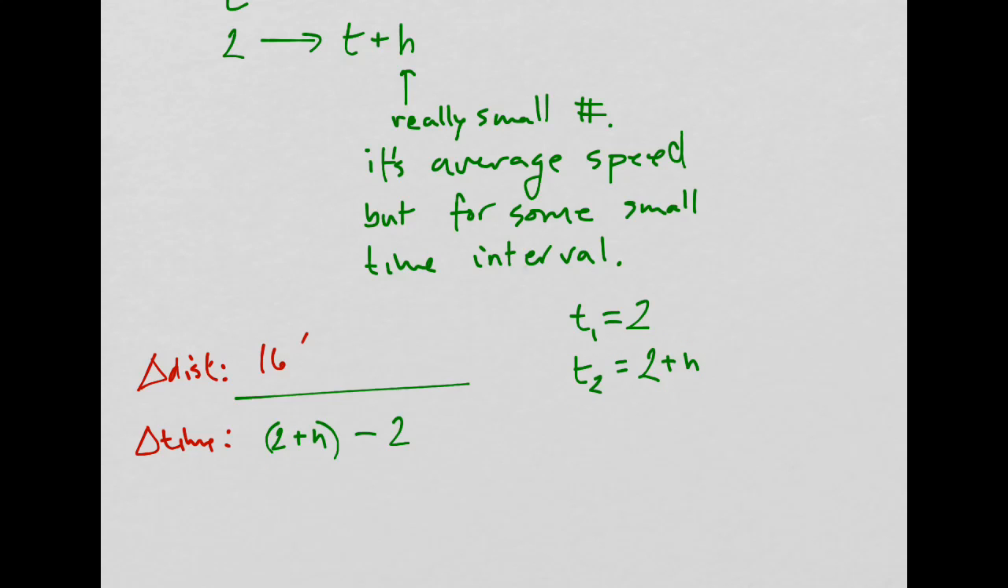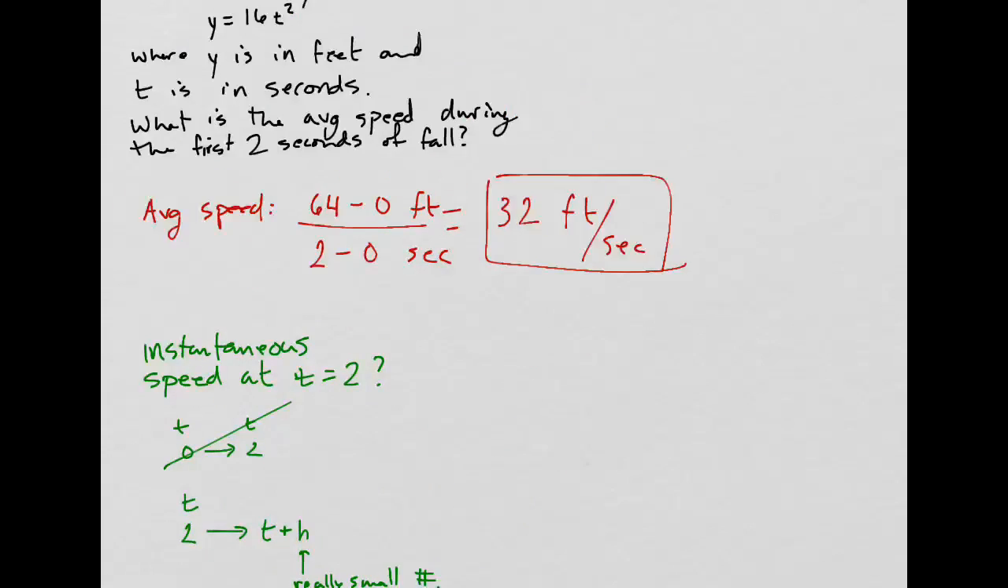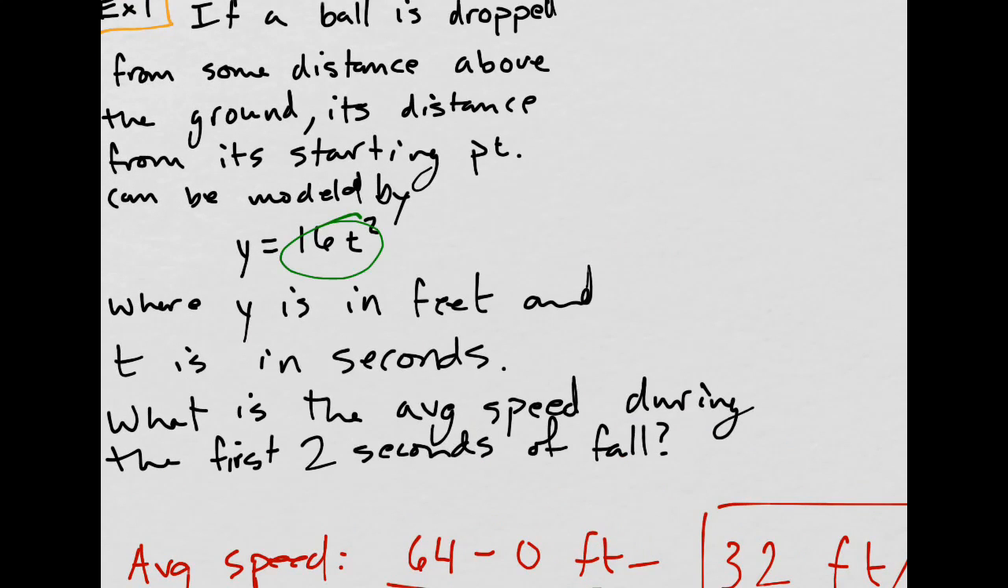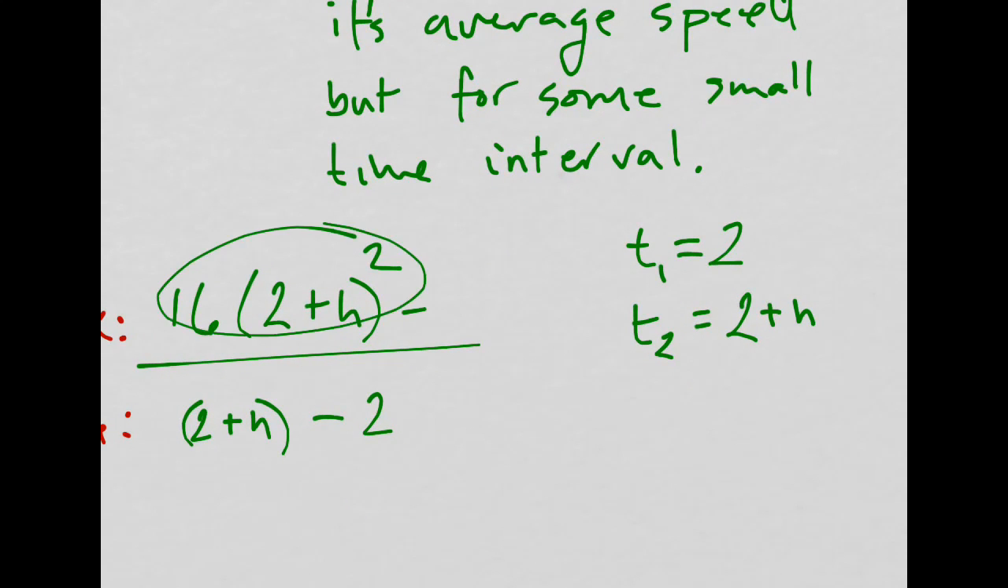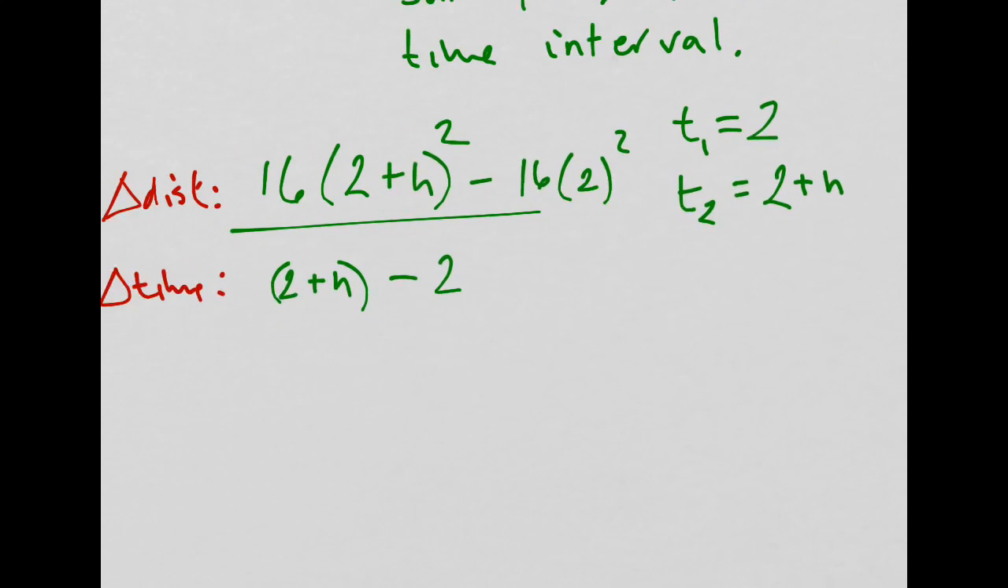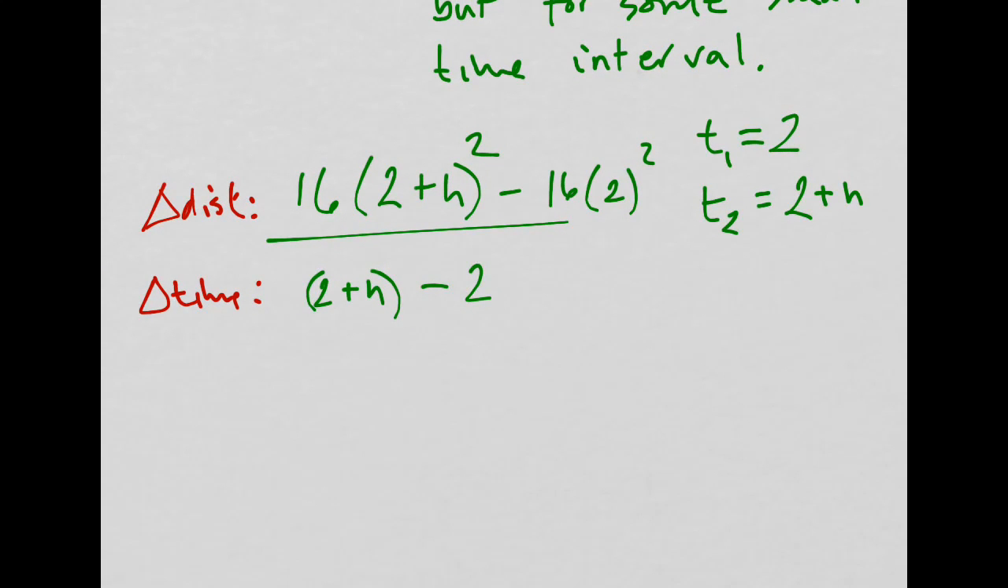So what's that? 16 times (2 plus h) squared. I'm just plugging 2 plus h into this formula. And then I'm subtracting, because this represents the position, the distance from where it started when t equals a tiny bit more than 2. And then I'm subtracting off the distance when t actually equals 2, which is 16 times 2 squared. So that's 64. Let's simplify this and see what happens.